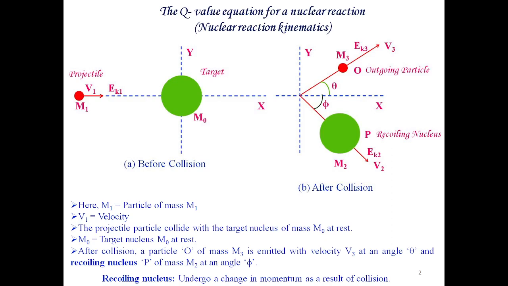Suppose a particle of mass m1 moving with velocity v1 collides with a target nucleus of mass m0 at rest, as shown in the picture. After collision, the particle O of mass m3 is emitted with a velocity v3 at an angle theta, and the recoiling nucleus P of mass m2 is emitted with a velocity v2 at an angle phi. Here the recoiling nucleus undergoes a change in momentum as a result of collision.